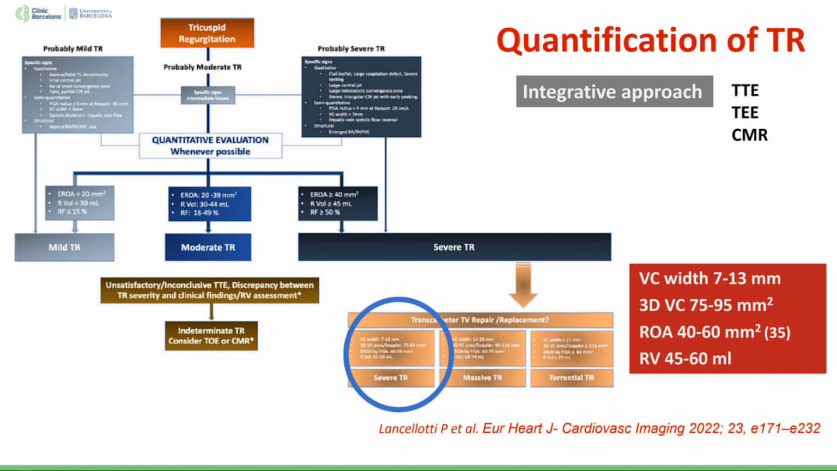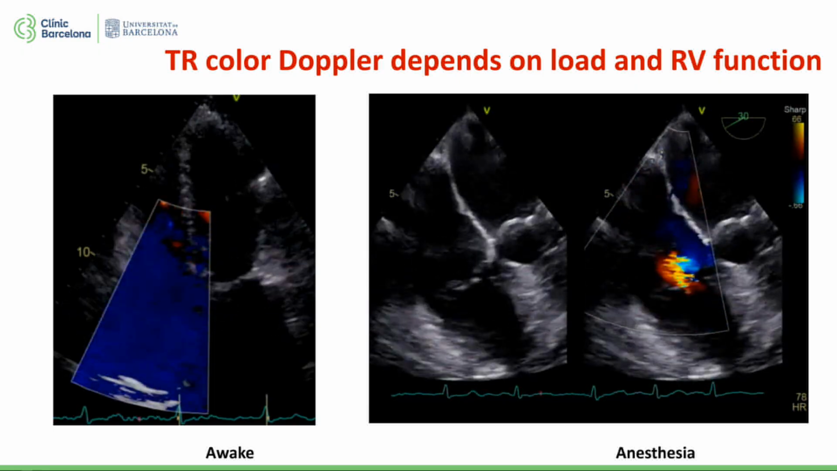Regarding quantification of TR, I'm not going into depth, but we recommend an integrative approach, as you know, and the definition of severe tricuspid regurgitation, which is the indication for intervention, relies on different parameters, including vena contracta width, vena contracta area by 3D echo, the estimation of regurgitant orifice area, and also of regurgitant volume. But the most important thing is to keep an eye on tricuspid regurgitation and not rely only on color Doppler.